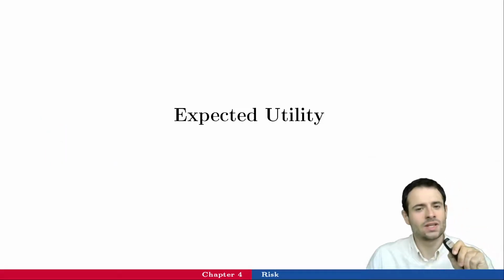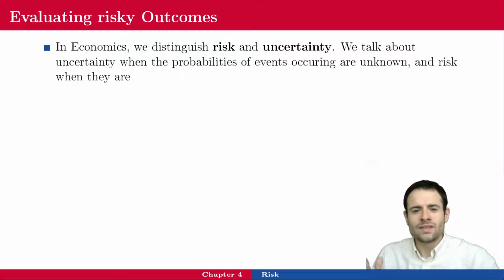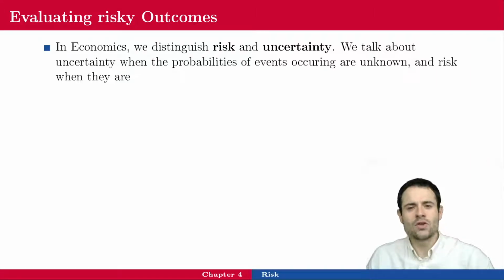First, let's start with expected utility. So one distinction I want to make first is that in economics, or in more fields in general, we distinguish risk and uncertainty. We talk about uncertainty when the probabilities of events occurring are unknown, and risk when they are known. So you will often hear people say life is uncertain, life is risky, but there is a slight distinction to make. Life is uncertain when you don't know with what probability things can happen, but life is risky when you know the associated probabilities to each event.